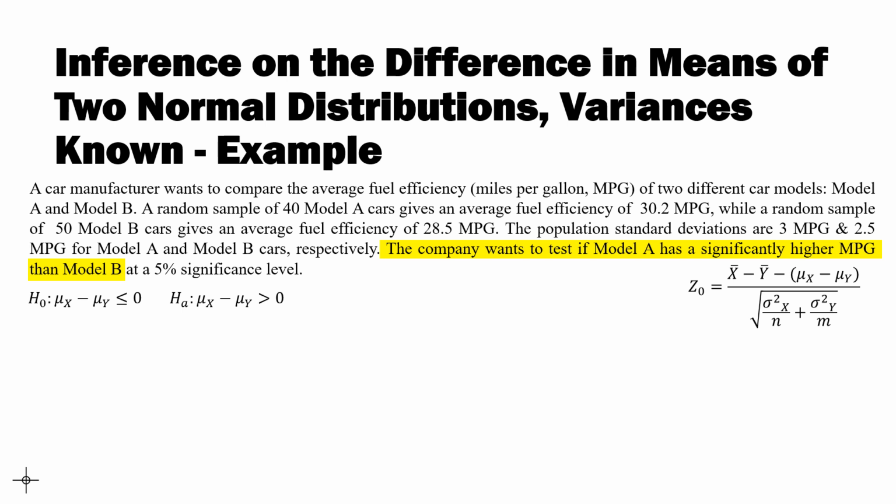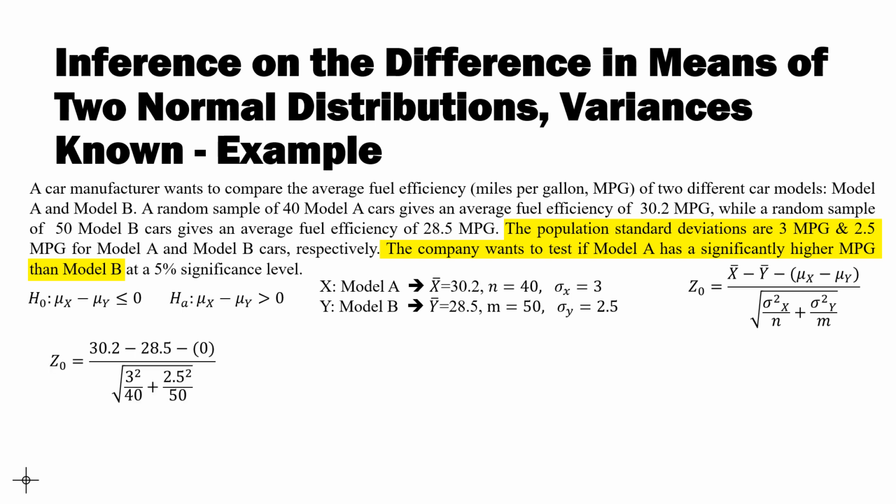If we represent Model A as x and Model B as y, the alternative hypothesis is μx is greater than μy, or μx minus μy is greater than 0. As a result, the null hypothesis should be μx minus μy is less than or equal to 0. By plugging in values of sample means, sample sizes, population standard deviation, and the hypothesized difference, we can report the value of our test statistic is 2.87. Next, we need to find the p-value, or the rejection region, to make a conclusion.